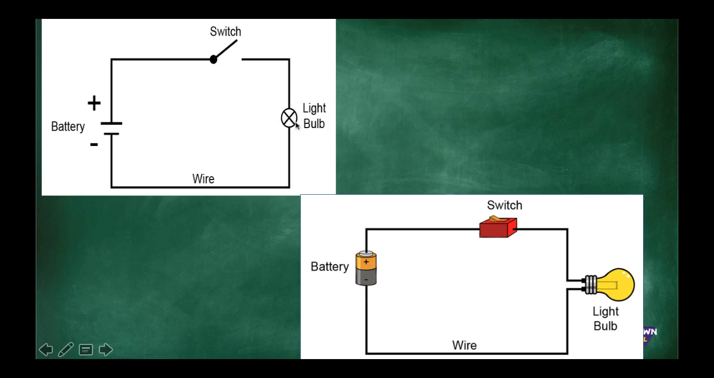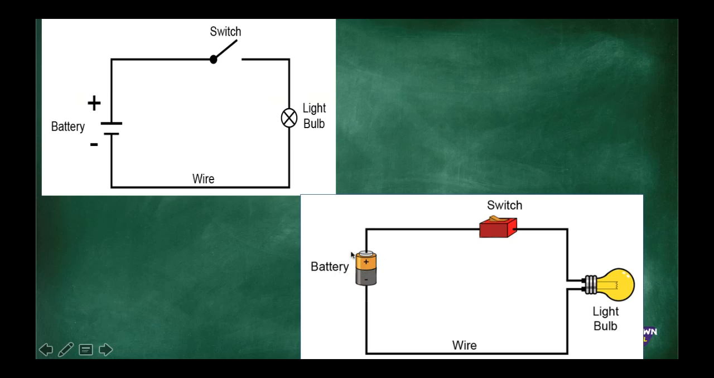Then there's a light bulb. This is how you can draw a light bulb, like the picture on the bottom of your screen. This is how you can draw your own light bulb and your wires. The picture on top of your screen shows a circuit, drawn by someone who is good at drawing, but not all of us are good at drawing, including myself. I'm so bad at drawing.